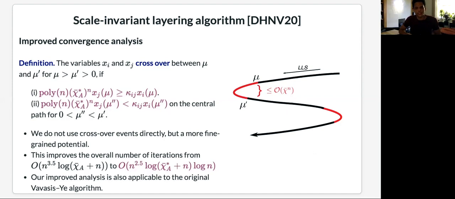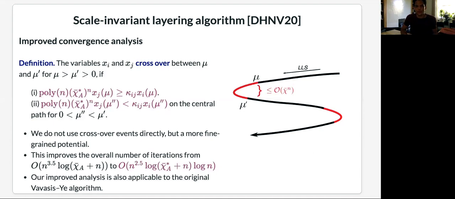What we do is we do not look at these events as distinct, separate events, but we use a more fine-grained potential to analyze the combinatorial progress that we make, and therefore we can, with some more analysis, replace this 3.5 with a 2.5 log n. This should finish the runtime analysis of our algorithm.